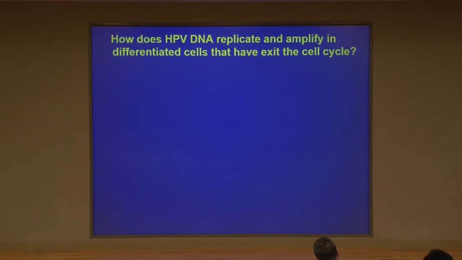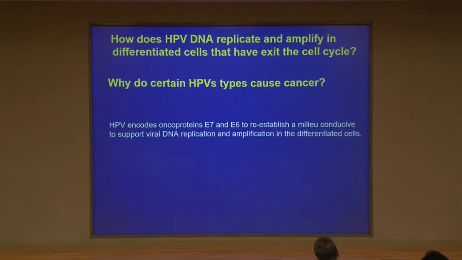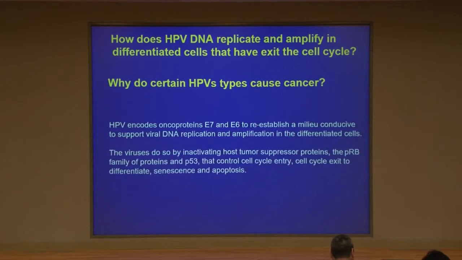So how does it do this? Okay, how does the virus replicate in cells that have already exited the cell cycle, in the differentiated cells? And also why certain viruses will cause cancer. And this answer comes from the virus E7 oncoprotein and E6 protein, which reestablish a condition conducive to support viral DNA amplification. And the targets were pRB and p53.